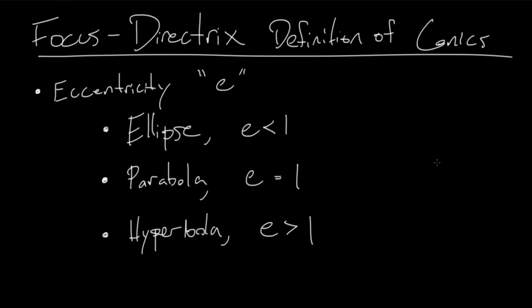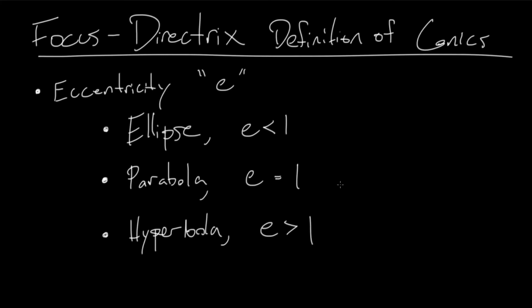But believe it or not, the ellipse and the hyperbola both also have a focus directrix definition, which introduces the concept of eccentricity, which we usually denote with the letter e. You will learn in this video that the ellipse has an eccentricity less than 1, the parabola has an eccentricity equal to 1, and the hyperbola has eccentricity greater than 1.